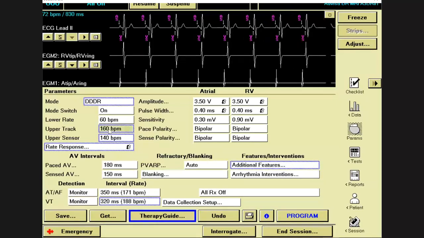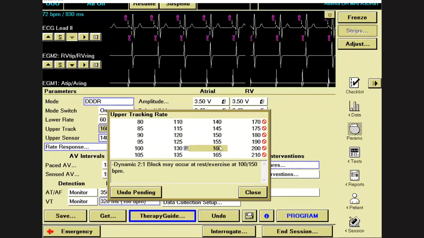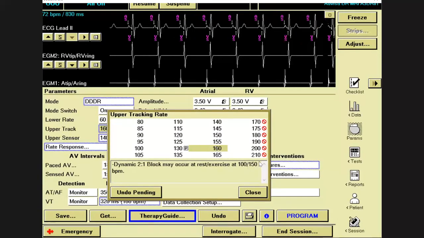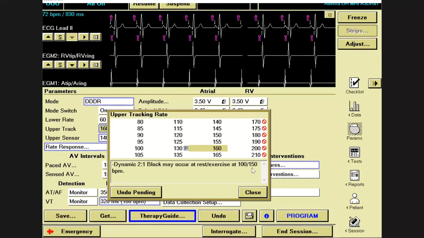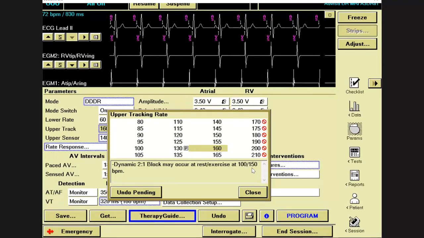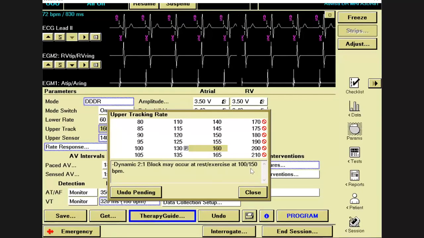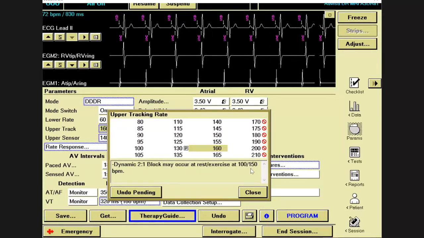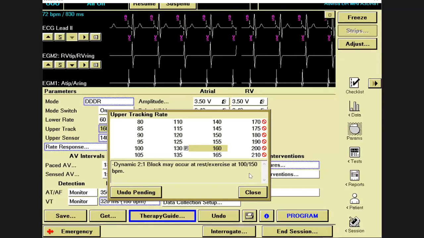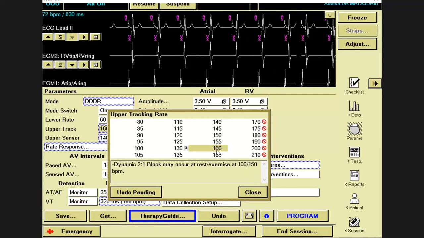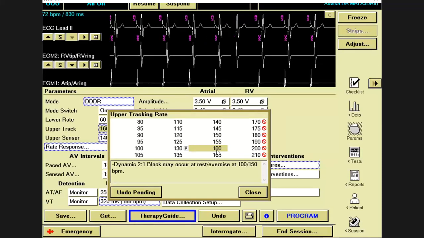Now when you're checking this once again, although I wanted to have 1:1 tracking up to 160 beats per minute, you can see here this pacemaker cannot give at this programming 1:1 tracking at a rate more than 150 beats per minute because of the interaction of the AV delay and the PVARP. And I'm sure all of you will recall the discussion we had in the timing cycle. AV interval plus PVARP is the total atrial refractory period. If the sinus rate is faster than the TARP rate, then 2:1 block will result.